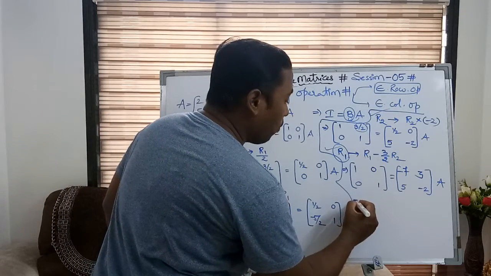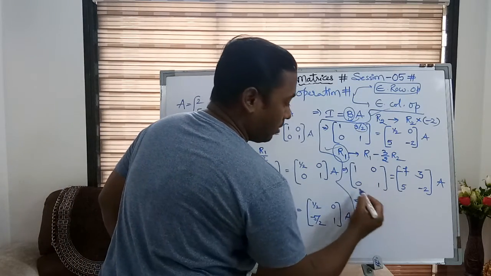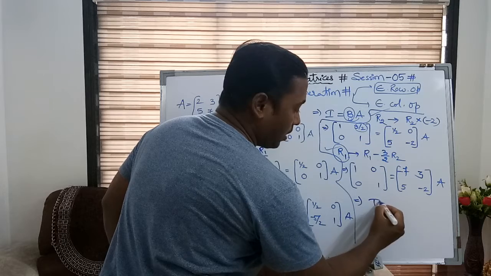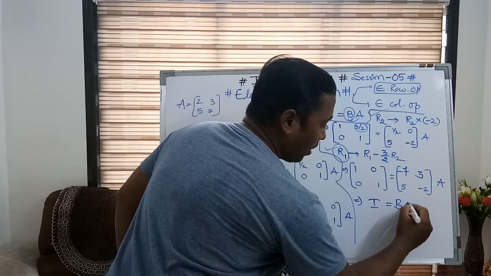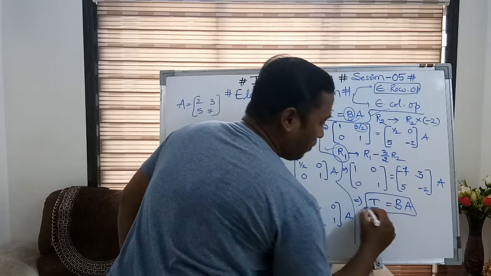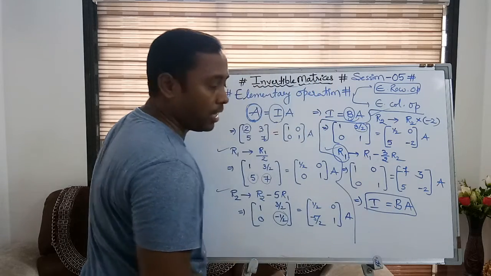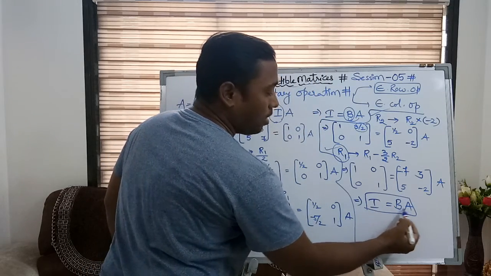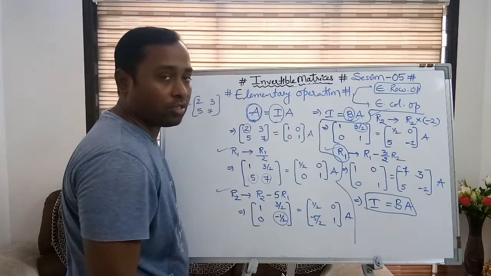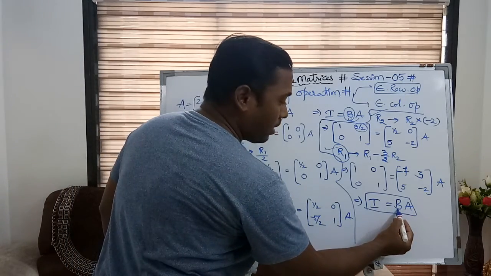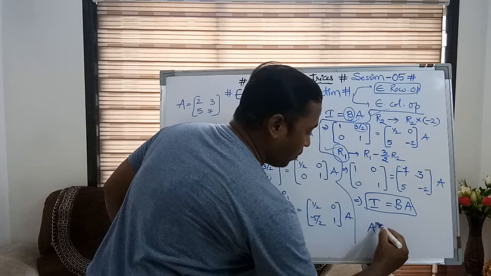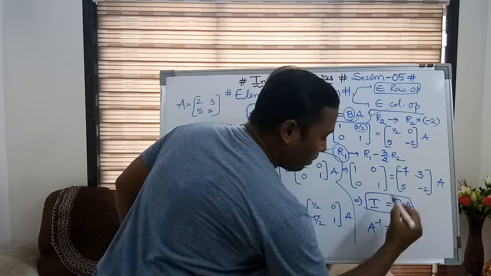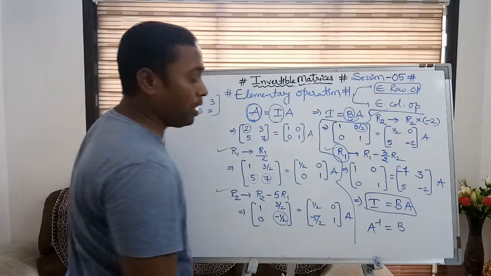Now see what I can write this result as. This will become what? Identity matrix. In general, I can say B into A. So if the product of two matrices is I, then each matrix is the inverse of the other. Hence the B matrix is called the inverse of A. So what is A inverse here? A inverse is B.